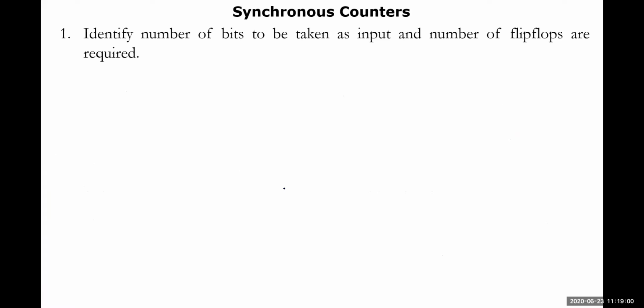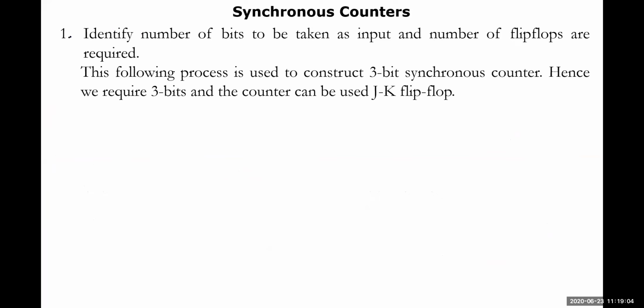Based on this, we'd like to consider step number 1. So what does it mean? Here we are trying to draw a 3-bit synchronous counter, hence 3 bits are required. Therefore, for each and every bit I'd like to use a JK flip-flop. This is the answer for the first step here.